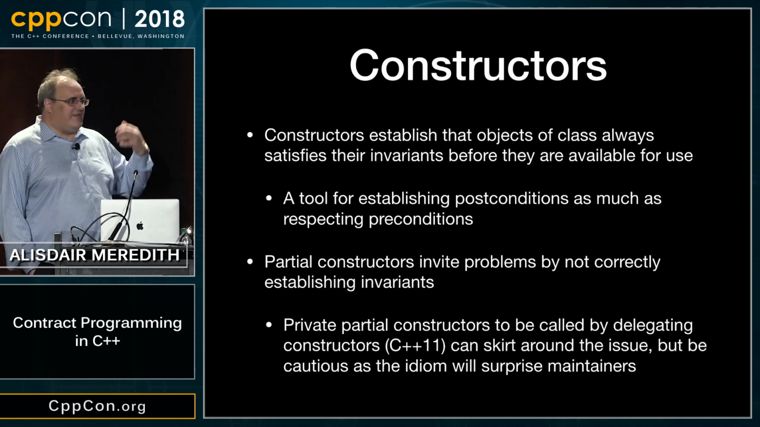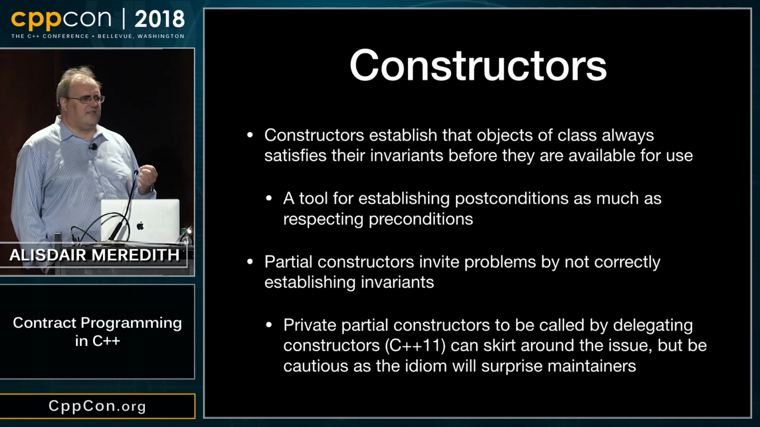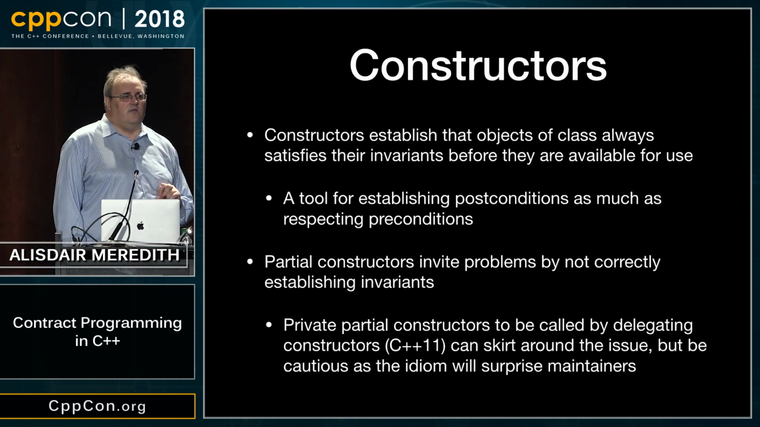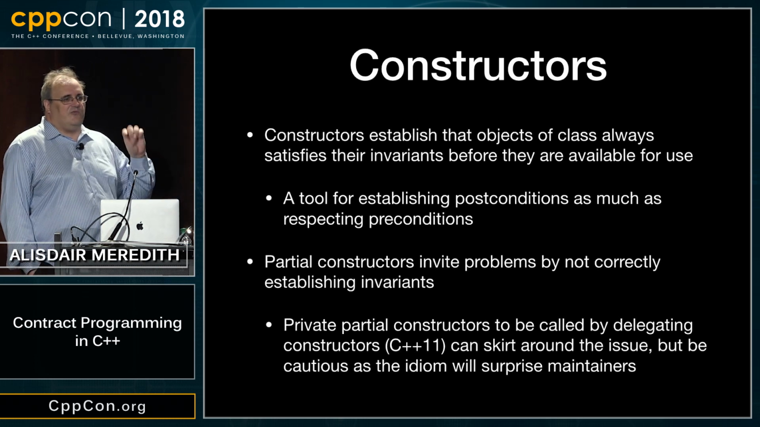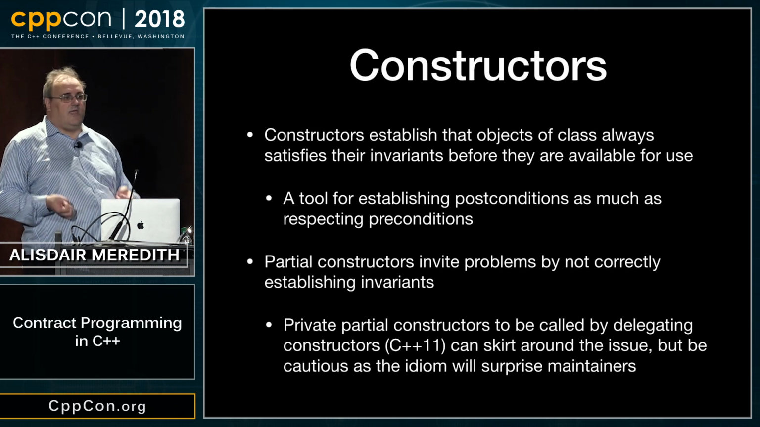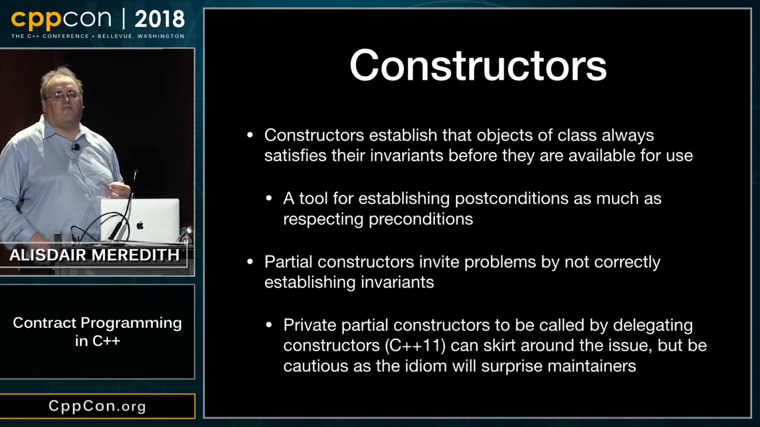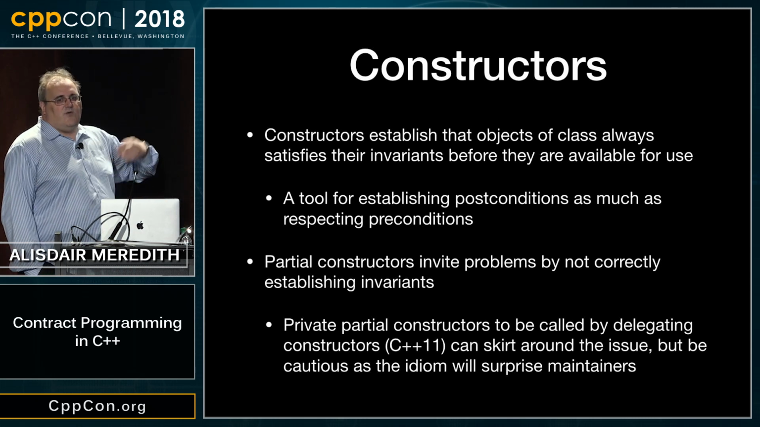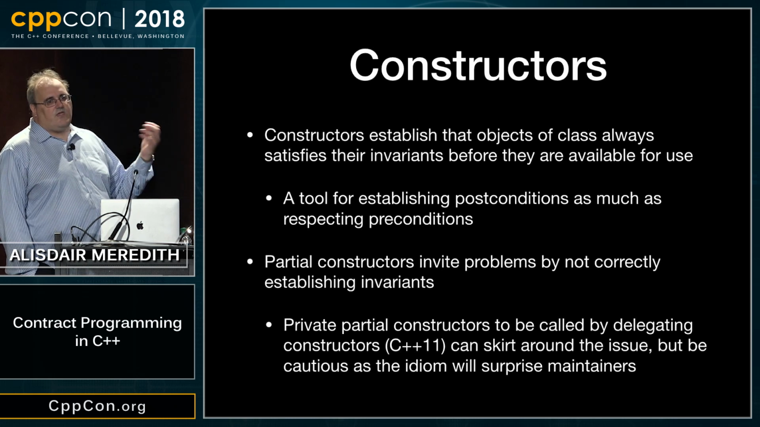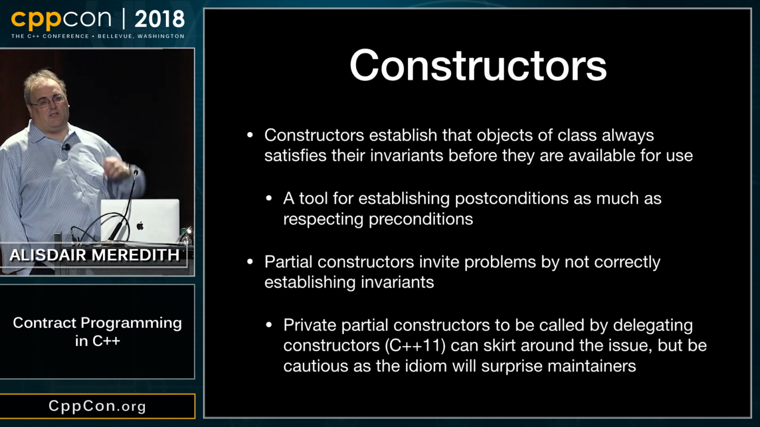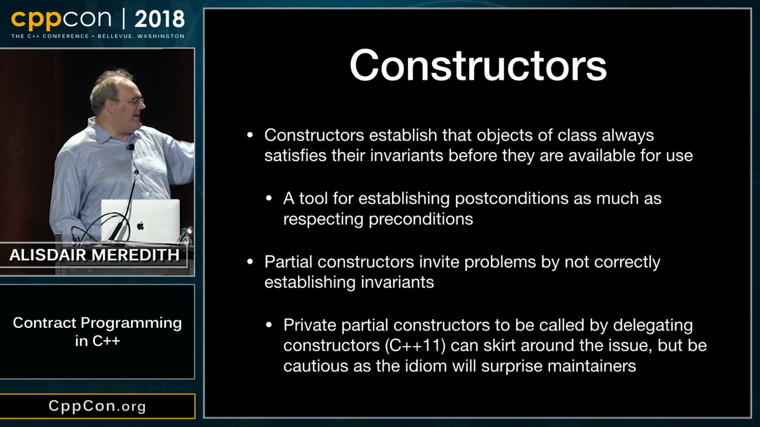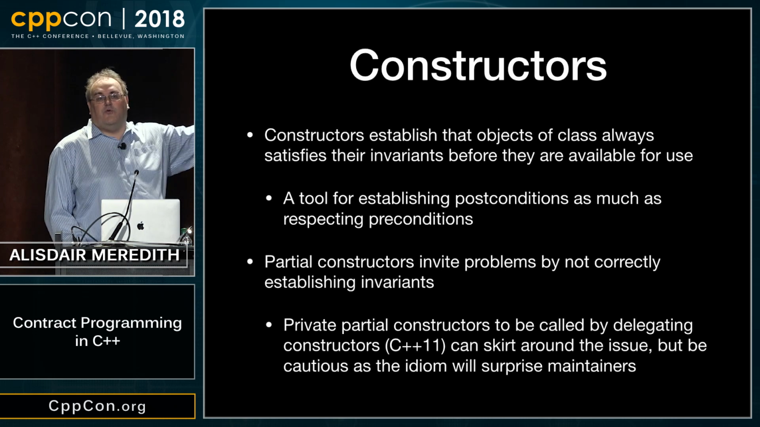I strongly urge you not to get into the notion of partial constructors and two-phase construction. There is a notion once we have C++11 that we might like to have partial constructors that the public constructors can delegate to. In which case you might make your partial constructor a private constructor, but it's still a surprising idiom that I think is going to fool enough people, and especially when you come around to the next slide on destructors, you now have to handle partially constructed objects. It's usually not a great idea.